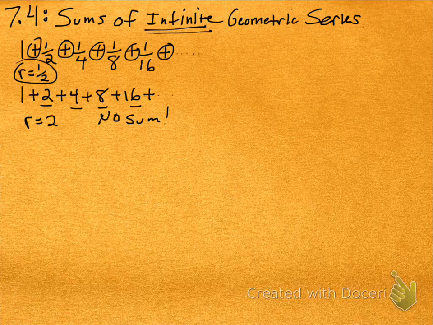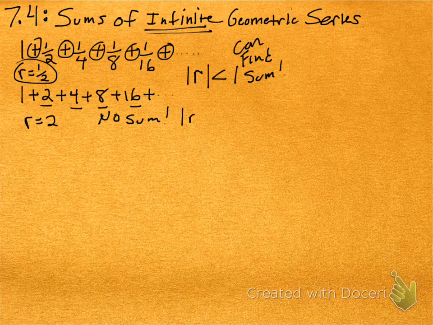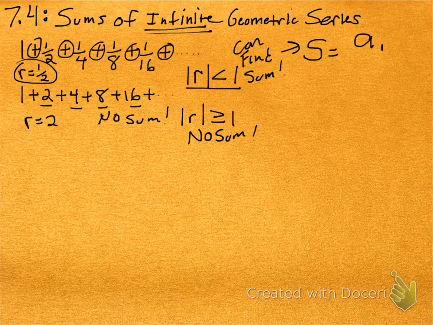Basically, the rule is this. If the absolute value of your common ratio is less than 1, we can find the sum. However, if the absolute value of the common ratio is larger than or equal to 1, there is no sum. Okay, so this is what the formula is if the absolute value of r, or the common ratio, is less than 1. The sum is just equal to the first term, a sub 1, over 1 minus the common ratio. So this is the major formula for this section.